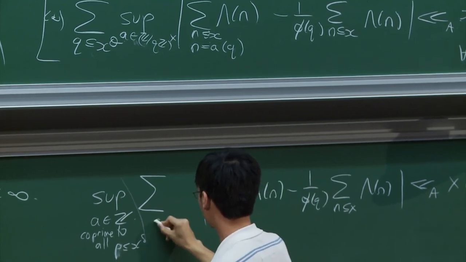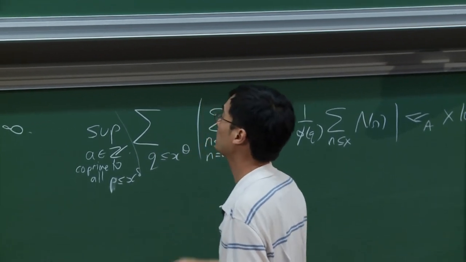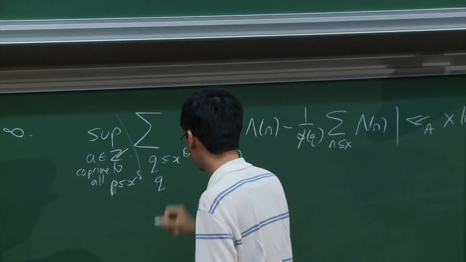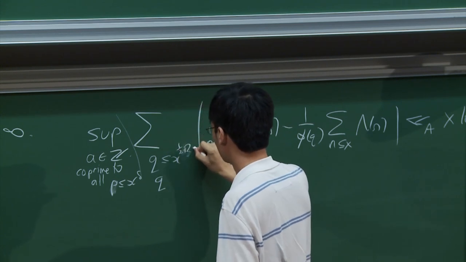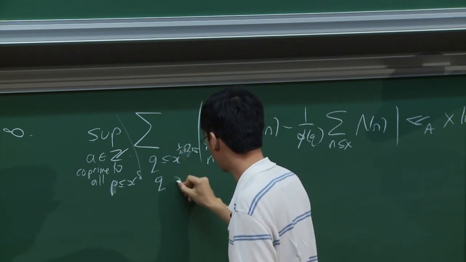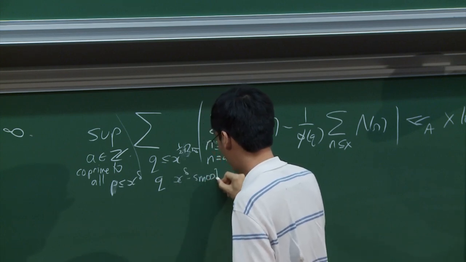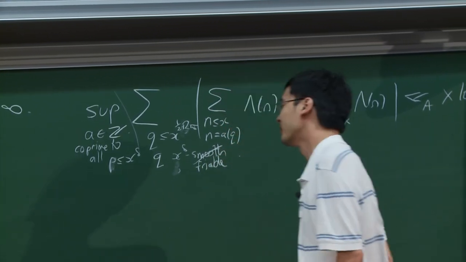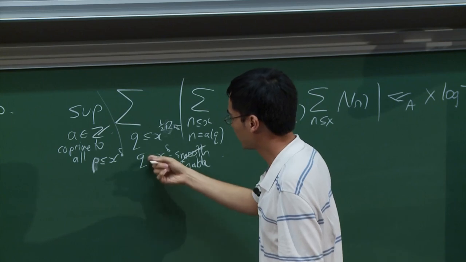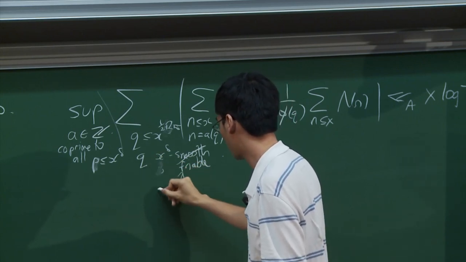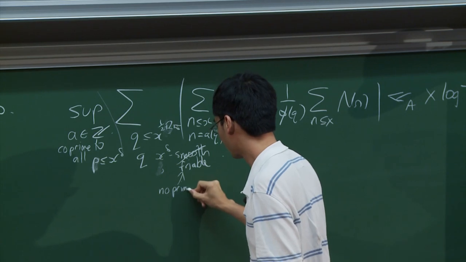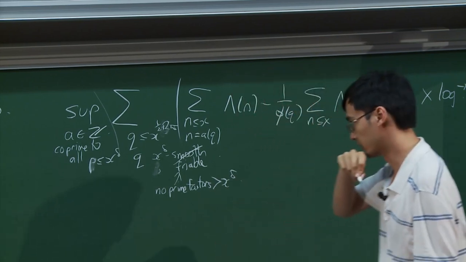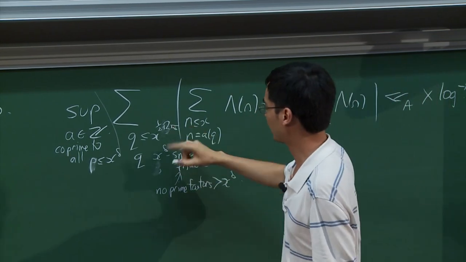But what you also do is that you restrict q to not be arbitrary. So this is not 1/2 plus 2 varpi, but you also force q to be what's called x to the delta smooth. I guess since I'm in France, I should call it friable. Okay, all right, fine. Which means that it has no prime factors larger than x to the delta. So now there's two parameters, varpi and delta.